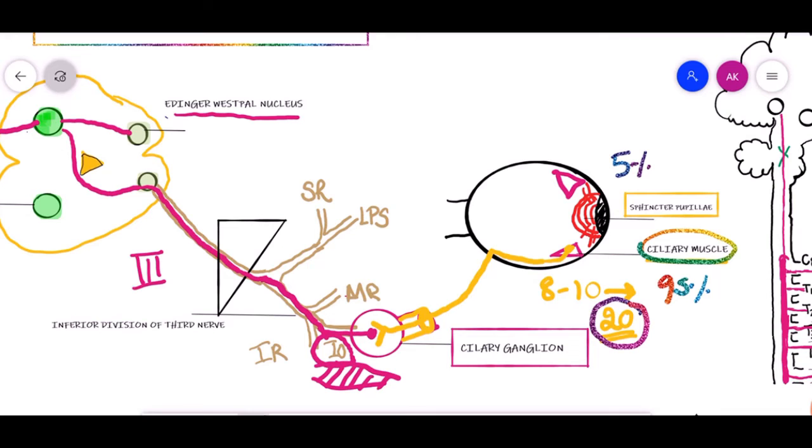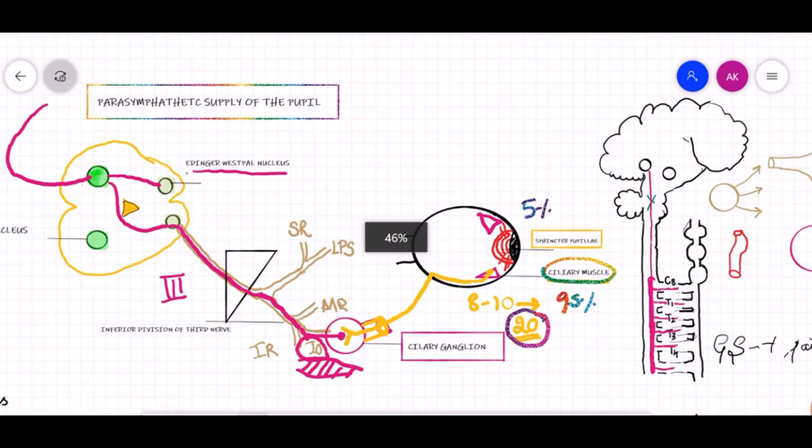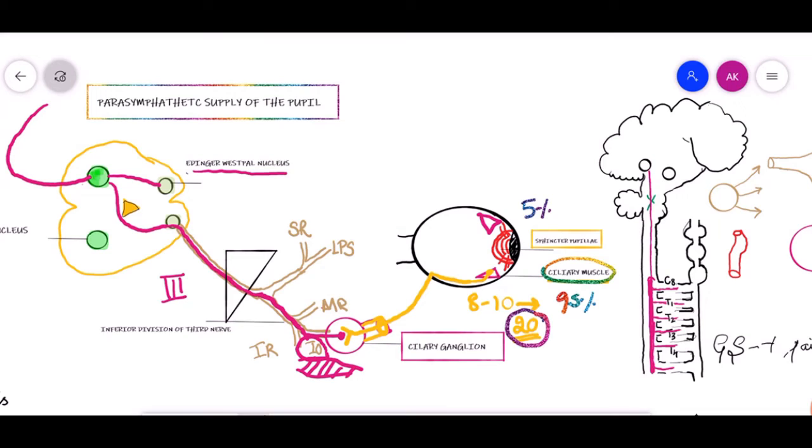So this was about the parasympathetic supply of the pupil, which is coming mainly from the Edinger-Westphal nucleus, traveling in the inferior division of the third cranial nerve, going up to the ciliary ganglion, and from the ciliary ganglion traveling in the short ciliary nerves, and finally going into the sphincter pupillae muscle.